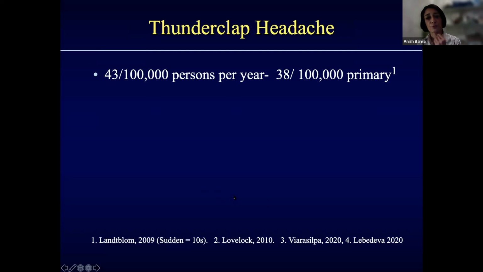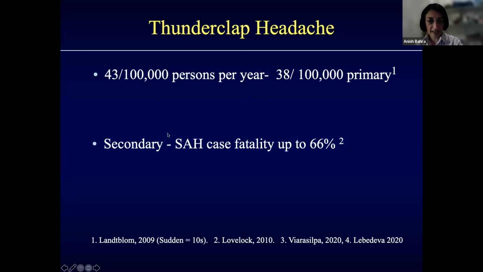So the population prevalence, there's one study, is 43 per 100,000 person years, of which 38 per 100,000 person years is primary and not secondary. The secondary headaches, the main one that we talk about is subarachnoid hemorrhage, and that's because historically, the case fatality has been up to 66%. This has got better by about 17% per year. And that's been down to the fact that we diagnose it more quickly, investigations are done, and they're treated much more rapidly.